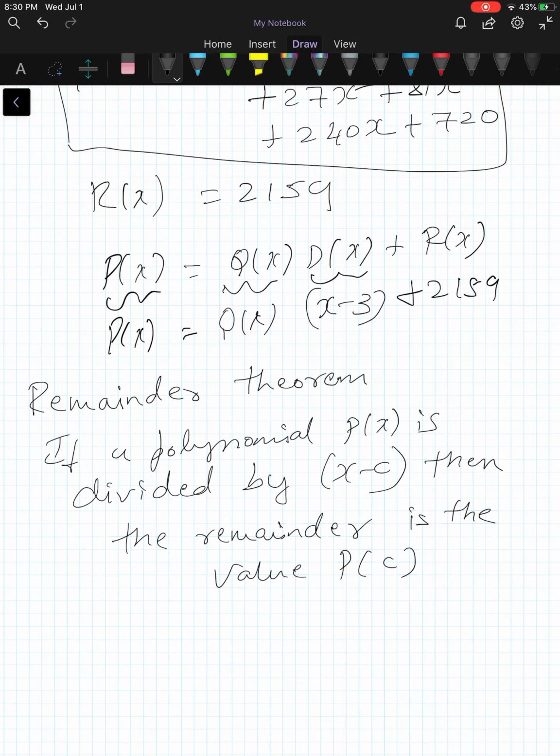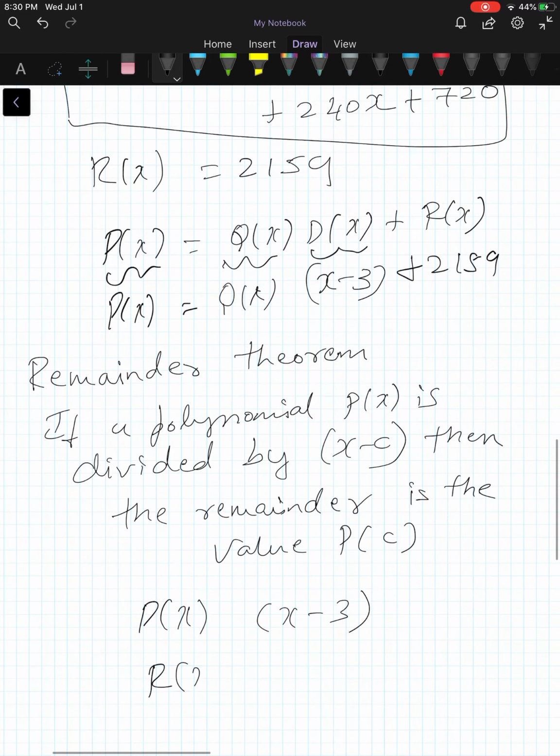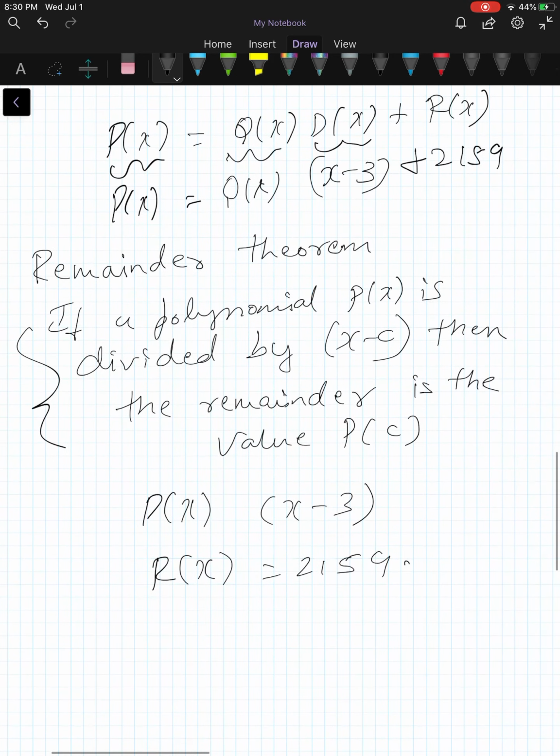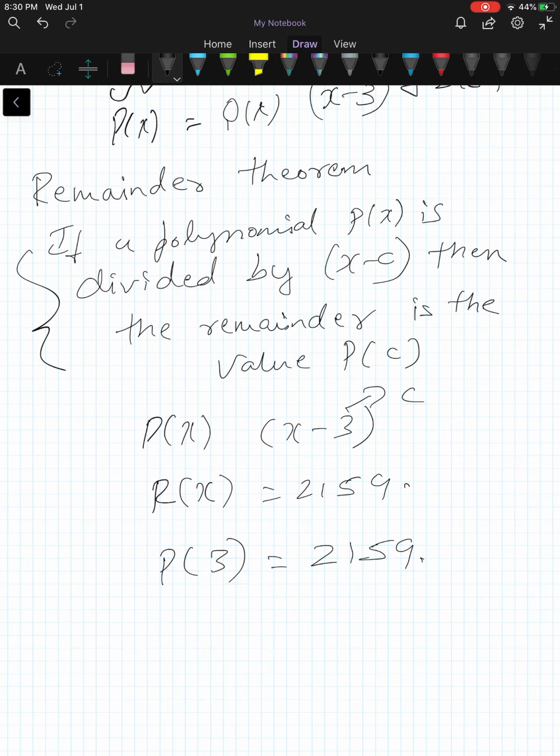So in the above problem we had p of x divided by x minus 3, right? And we got the remainder to be 2159. Using the remainder theorem, p of 3, where c is 3, is nothing but 2159. We can verify this using the substitution method.